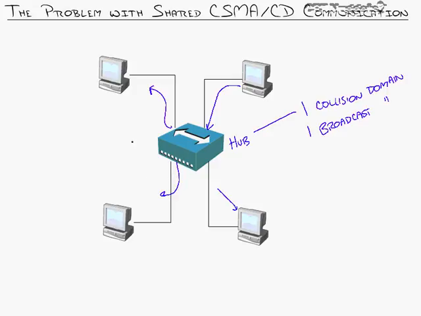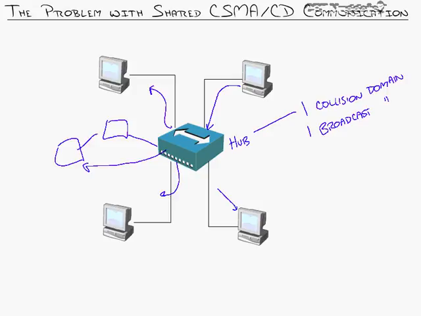It doesn't matter if I have a hub linked to a hub using a crossover cable, and that goes to another hub with a crossover cable. It is always one collision domain and one broadcast domain. Only one device can send or receive at a time, and one broadcast will travel everywhere throughout that network before it ends up stopping. This is the problem with shared CSMA/CD communication. Remember the rules of engagement here.